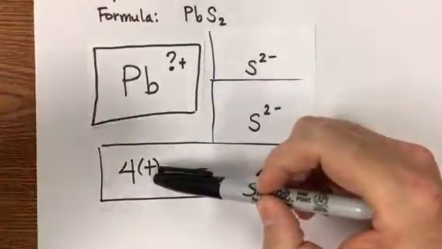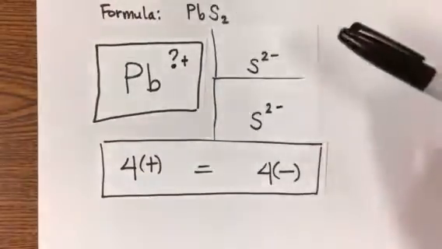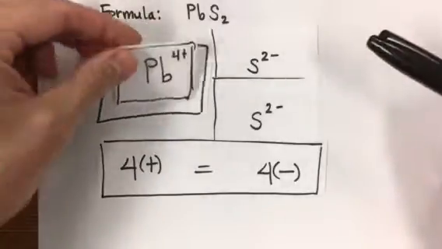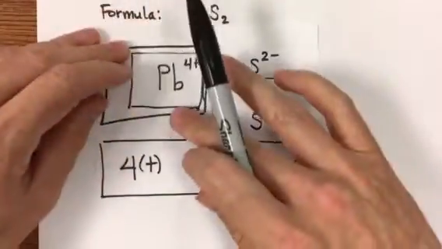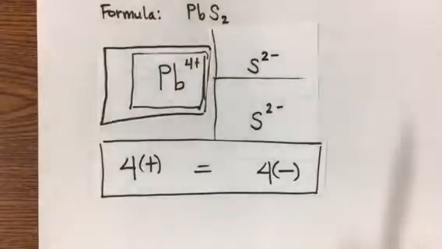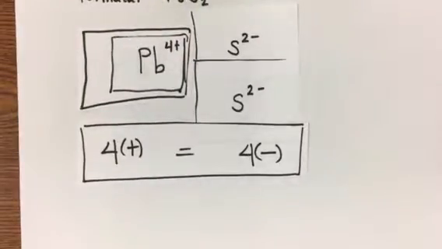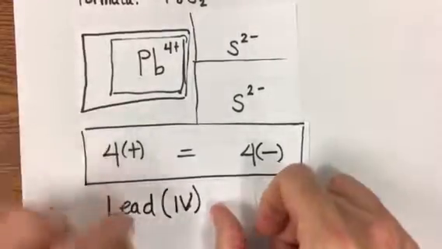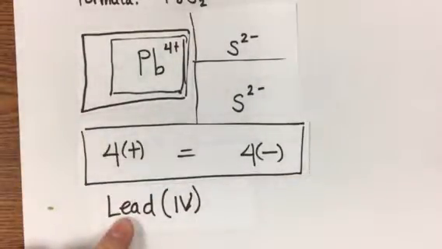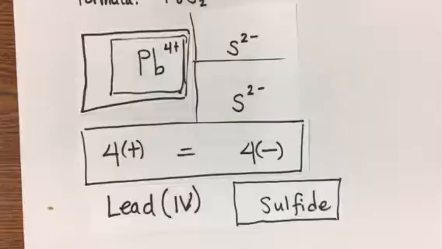So the total positive is +4. There's only one lead in the formula. Therefore, the charge of that one lead must be +4. So now we know the charge of the lead, so we can write the name. Lead, Roman numeral 4, sulfide.